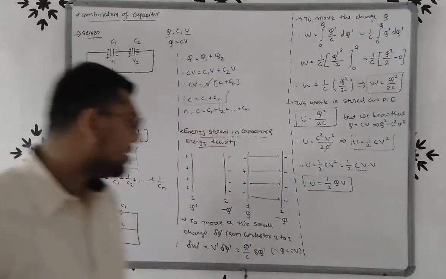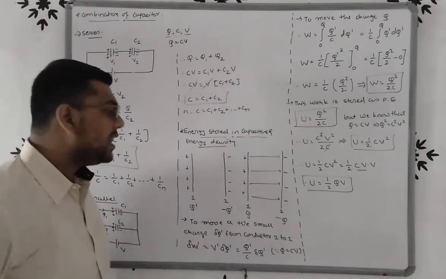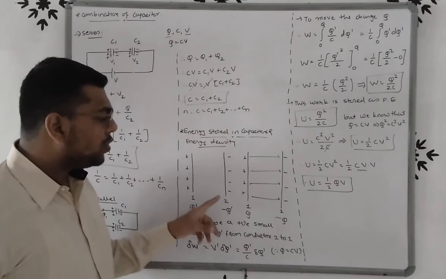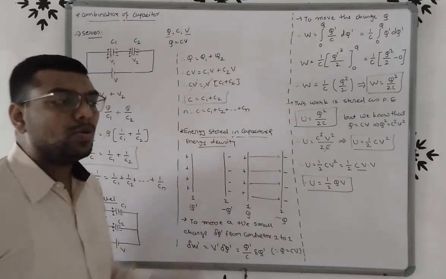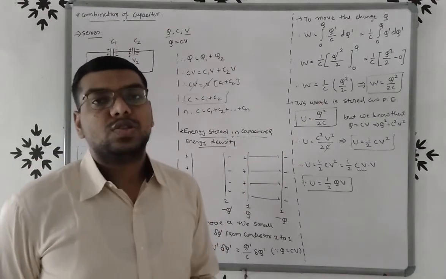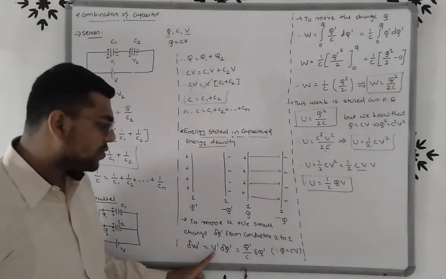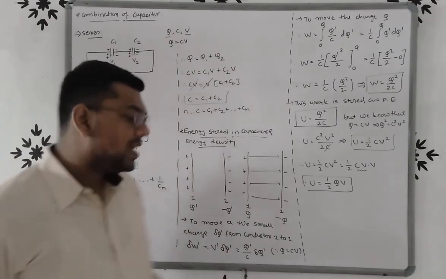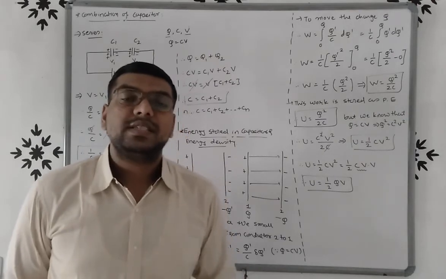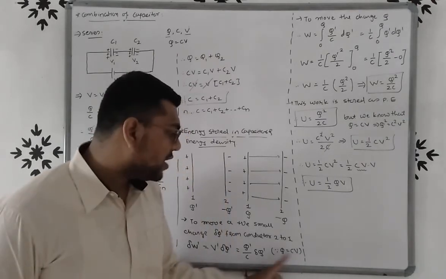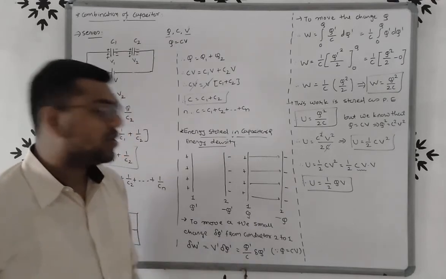So we consider a small charge del q dash. We want to move a small charge del q dash from conductor 2 to conductor 1. Work done W is equal to VQ. So del W dash is equal to V dash into del Q dash. But from the equation of capacitance, Q is equal to CV, so V is Q by C. So instead of V dash, we write Q dash by C into del Q dash.